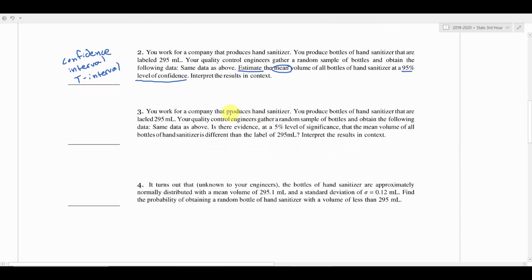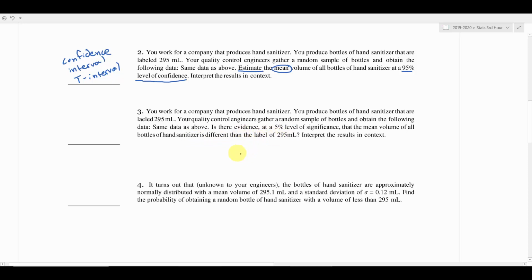All right, you work for a company that produces hand sanitizer. Yet again, you produce bottles with the same volume in it, and I misspelled label, so that's awesome. Your quality control engineers gather a random sample of bottles and obtain the following data, same data as number 1, okay? Is there evidence at a 5% level of significance that the mean volume of all bottles of hand sanitizer is different than the label of 295?